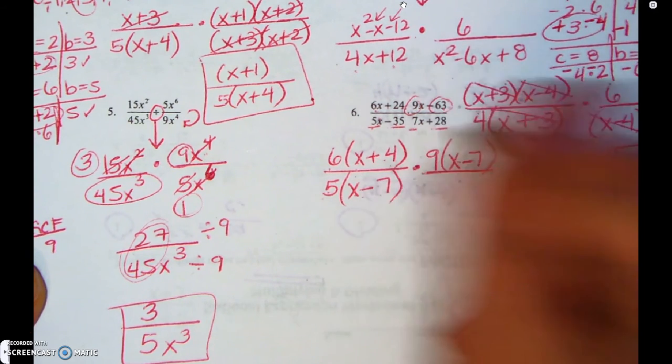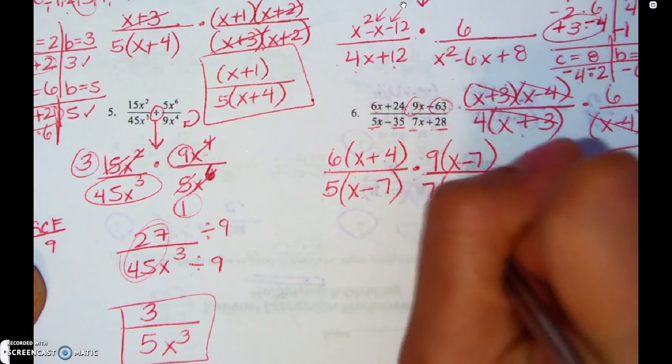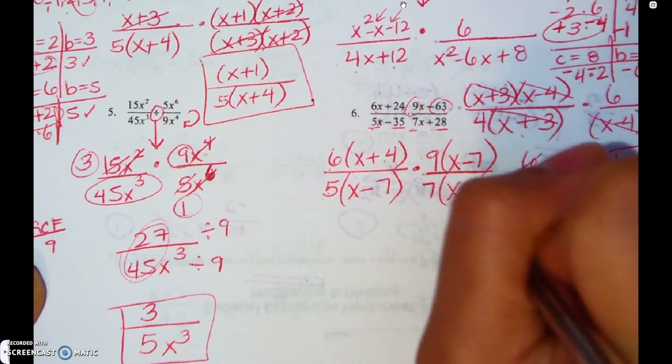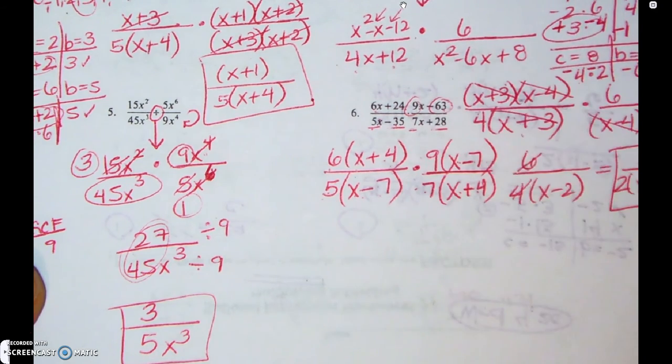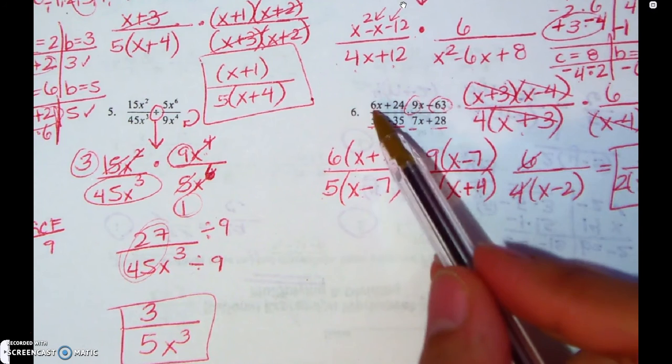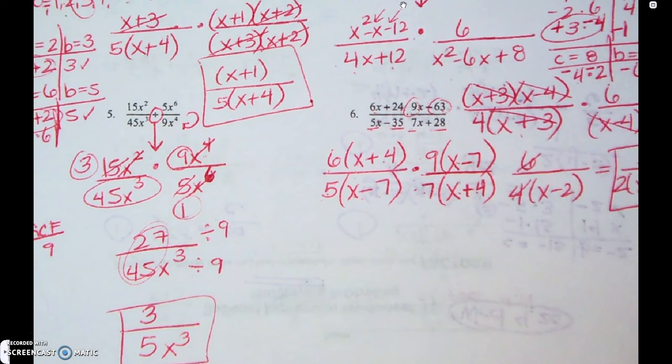And then the common factor between 7 and 28 is 7. 7 times x plus 4. 7 times x is 7x, and 7 times 4 is 28. If you notice, by now, hopefully you've noticed the pattern that usually the first number is the greatest common factor.